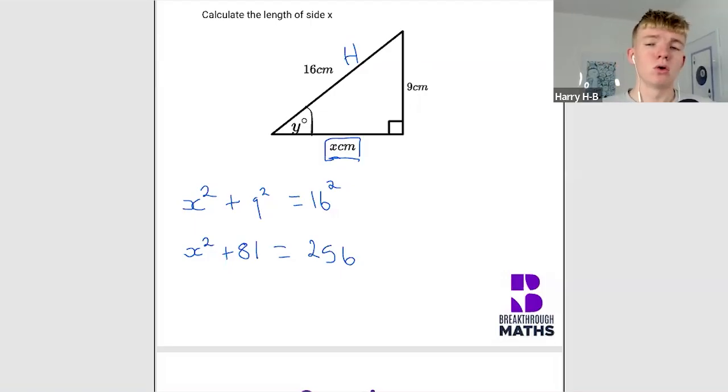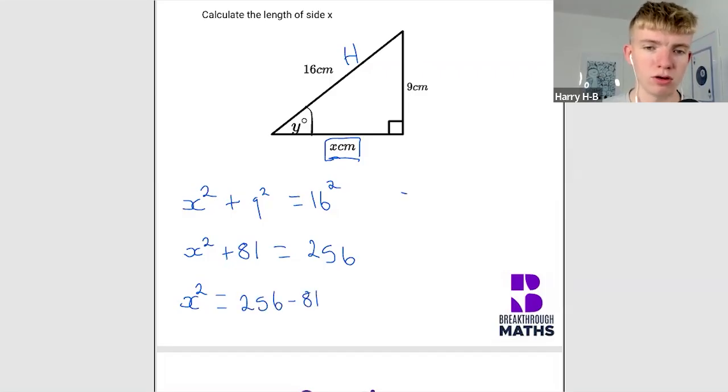So, what are we going to have to do in order to make x the subject here? And before we square root it, because that is something we're going to have to do, we're going to have to subtract this 81 from both sides, okay? In order to do that, we're going to get x squared is equal to 256 minus 81, which is going to give us an answer of 175. Okay, so x squared is equal to 175, and I really hope I've got that right.